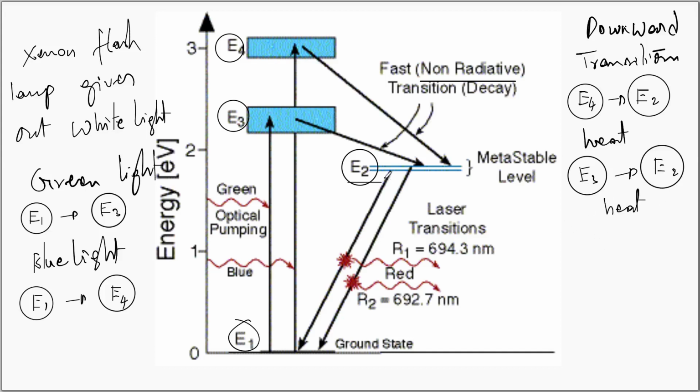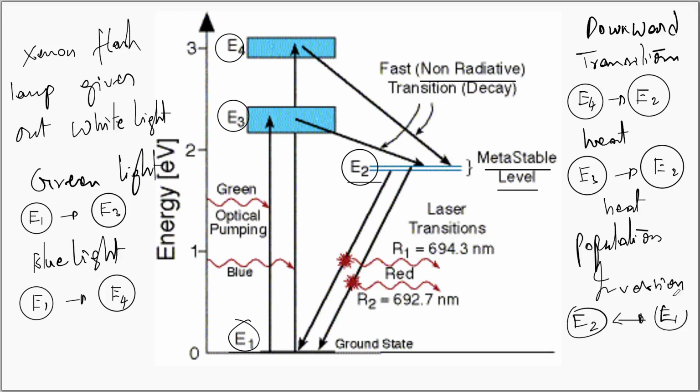And here E2 is the metastable state, and the lifetime of the metastable state is close to 1000 times more than E4 and E3. So the population of the E2 state keeps on building up. As a result, population inversion occurs between E2 and E1. The downward transition from E2 to E1 is a lasing transition.